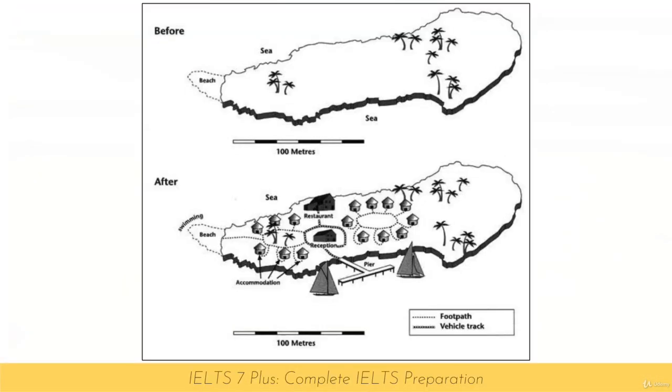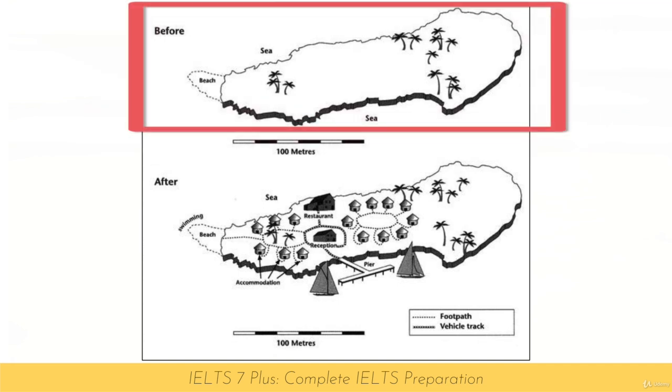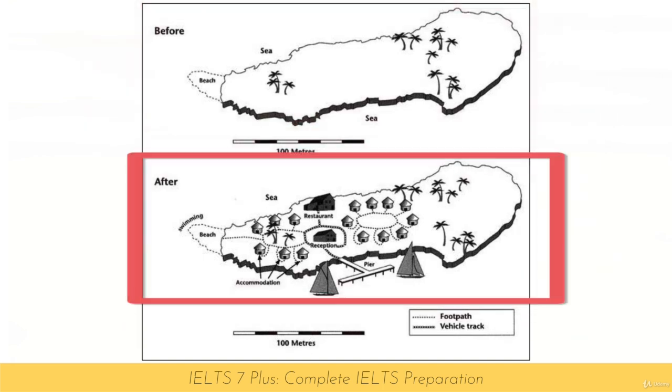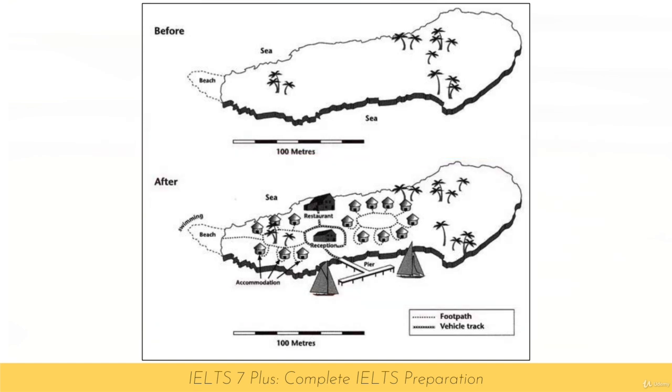This map shows us the island at 2 different times, and it also shows us how the island was developed. We need to report what changes were made to the island over time. We can see that before, the only features on the island were trees and there were no man-made structures, whereas after development there were lots of facilities and accommodation built on the island. With any map or process question, it's important that you look for a key, as this provides you with more information about what you can see.